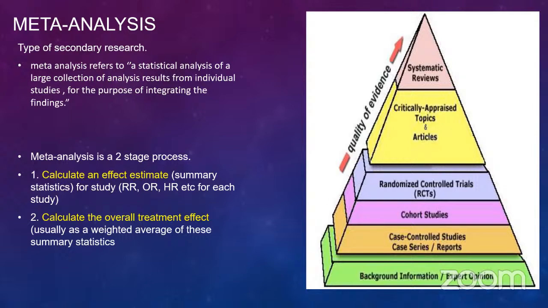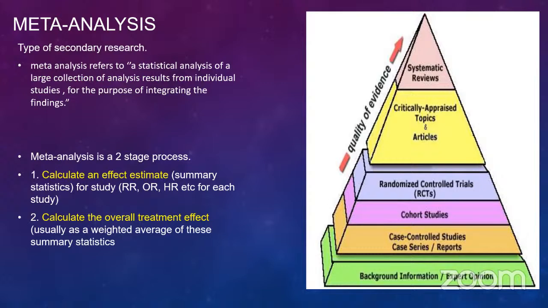Then you have the randomized control trial. Then you have the systematic reviews. And on top of systematic reviews, we have the meta-analysis. So a meta-analysis is a type of secondary research. They themselves are not doing a research. You are compiling all the data and then analyzing the data from everything.